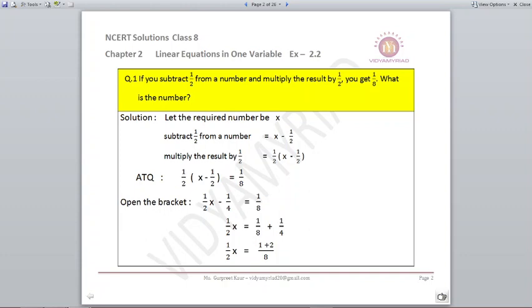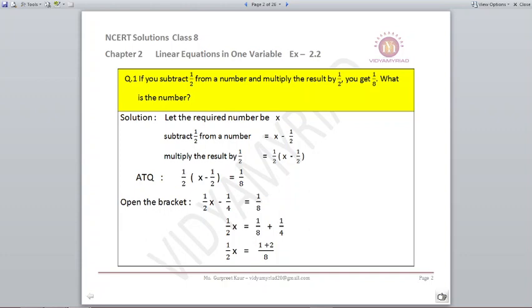Now they are saying multiply the result by half. Now what is the actual situation? x minus half. This you have to multiply by half. This is the result. Multiply by half. You get 1/8. So according to the question, half into x minus 1/2 is equal to 1/8. So open the bracket. It becomes half x minus 1/4 is equal to 1/8.